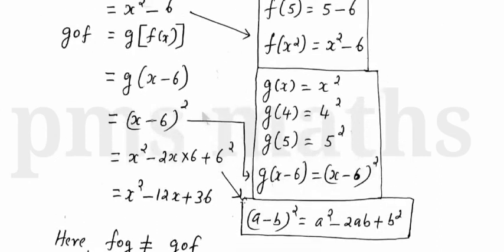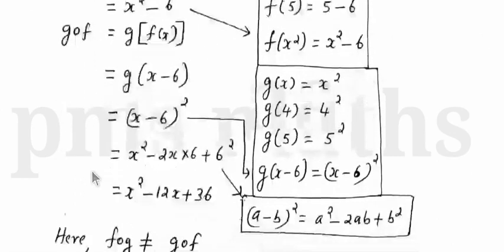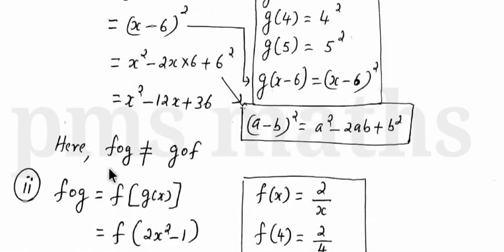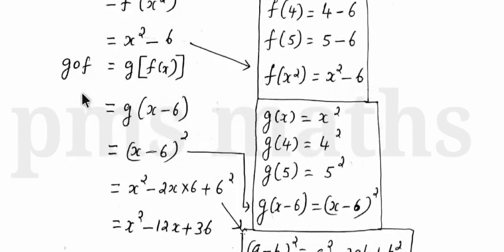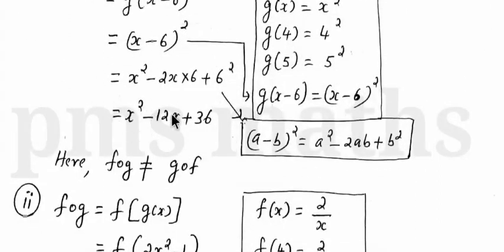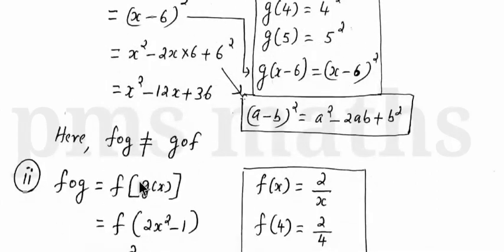Then compare f of g and g of f. Here we can write f of g is not equal to g of f. Reason is f of g is x square minus 6. G of f is x square minus 12x plus 36. That means they are different. Therefore, we can write f of g is not equal to g of f. Now, the first one is over.